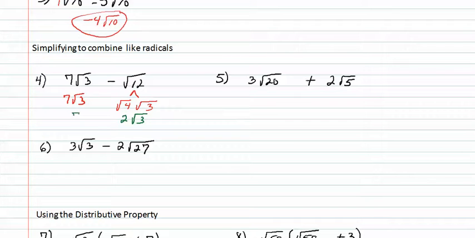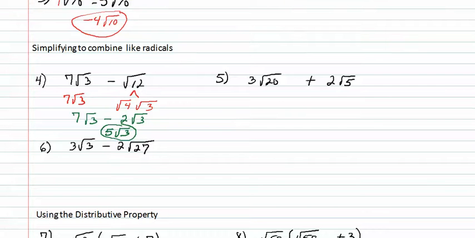Over here I had a 7 radical 3. I keep my subtraction sign. That's from the original problem. So now I have 7 radical 3 and a negative 2 radical 3. How many radical 3's do I have? I have a 5 radical 3, because 7 minus 2 is 5, and that's my answer choice. Alright, let's look at the next one.